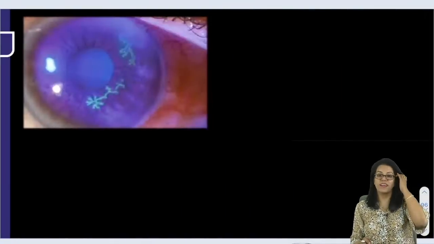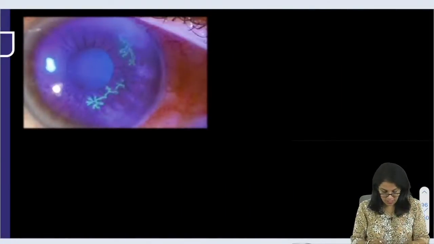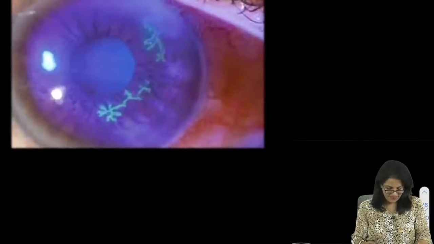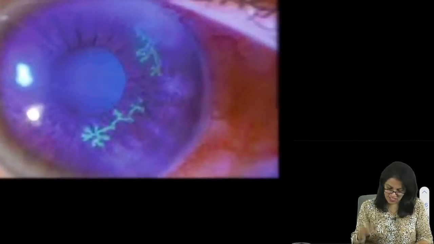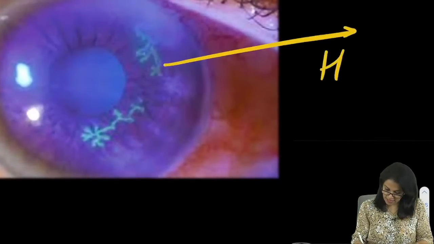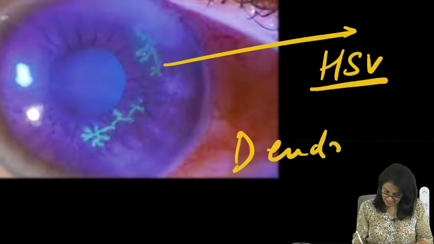Chalo. So, that was one important thing. Now tell me, what is this? This is very important. We frequently ask this slide. Yes. What is this one? This is your, yes, simplex. What you are now looking at is dendritic ulcers.